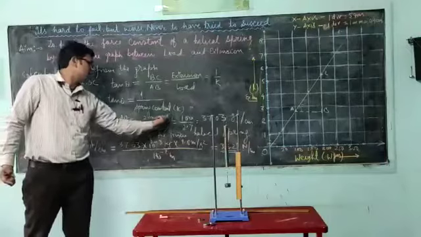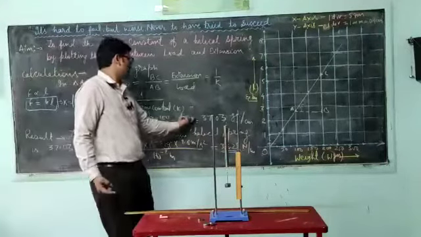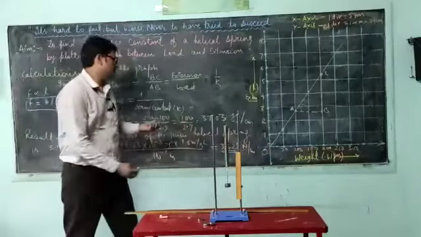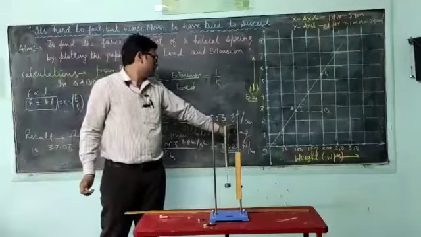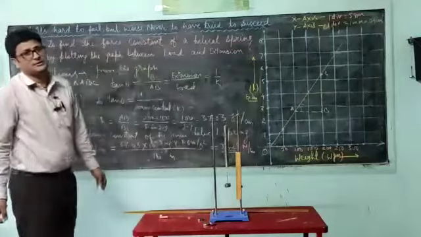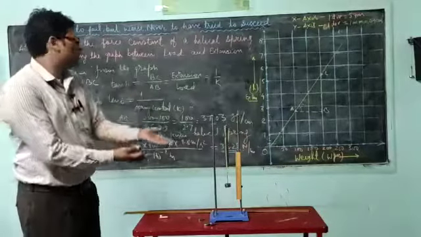So that is 200 minus 100 divided by 5.6 minus 2.9, that is equal to 100 upon 2.7. Then we can measure the value, that is 37.03 gram force per centimeter. This is the result from this experiment which we have done over here.